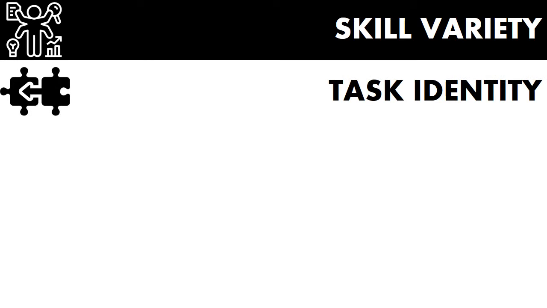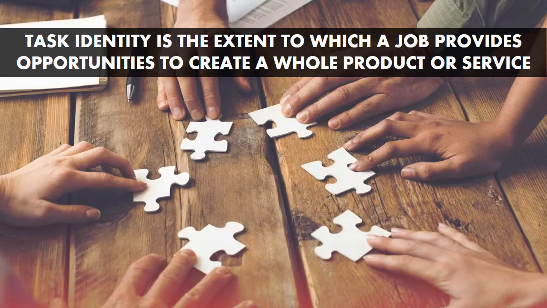Today we're talking about job characteristics theory. We just talked about skill variety. Next, we'll talk about task identity. Task identity is the extent to which you create a whole product or service as part of your job, as opposed to just doing a piece of it.